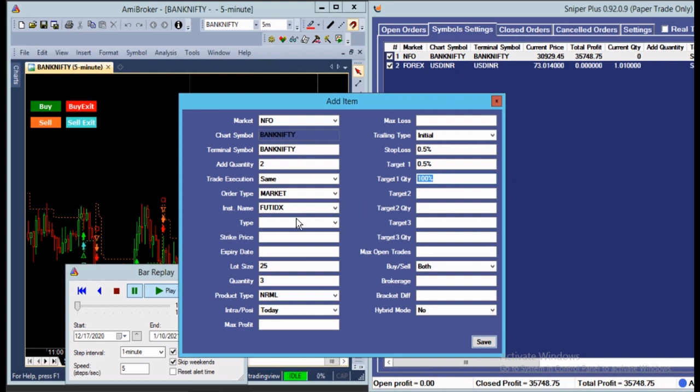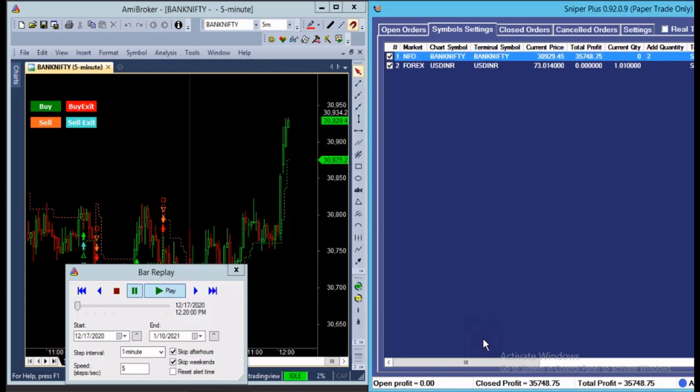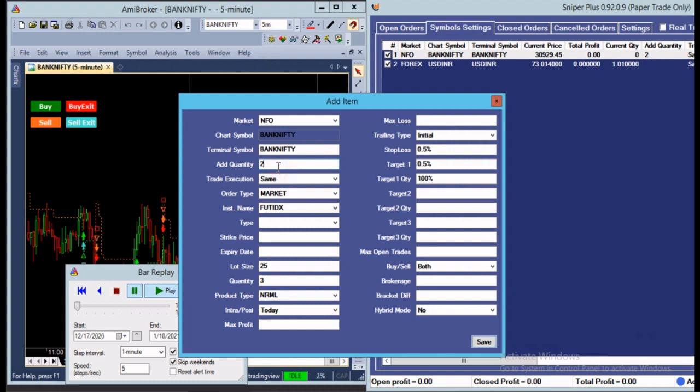Okay, now first let us check whether we have written everything correctly. Add quantity is 2, quantity is 3, and target 1 quantity is 100%. Okay, everything is right. First we need to go to the chart so that I can explain each and everything with examples. So save it and close it.